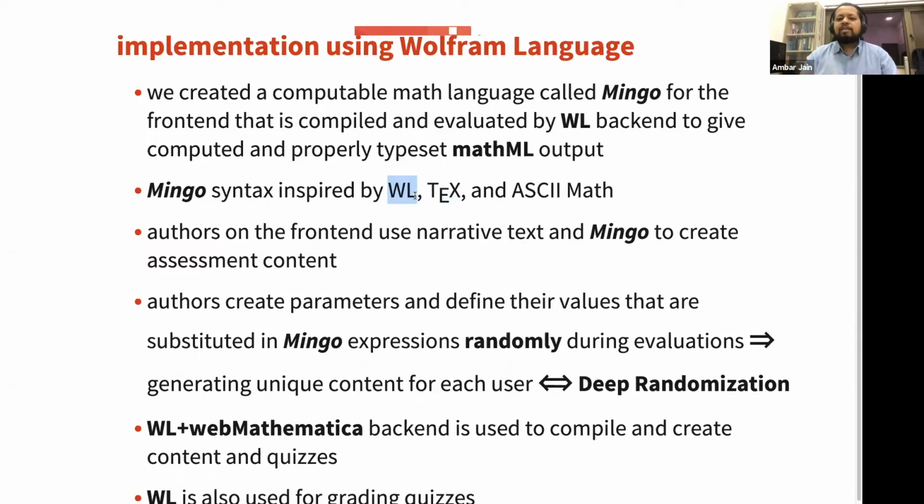So we designed a much lighter version of such a language, a computable language called Mingo, which is compiled in the backend and evaluated by the Wolfram Language compiler. It is evaluated and computed to give a properly typeset MathML output, which is what is rendered on the web browser. I'll give you a demonstration of that in a moment.